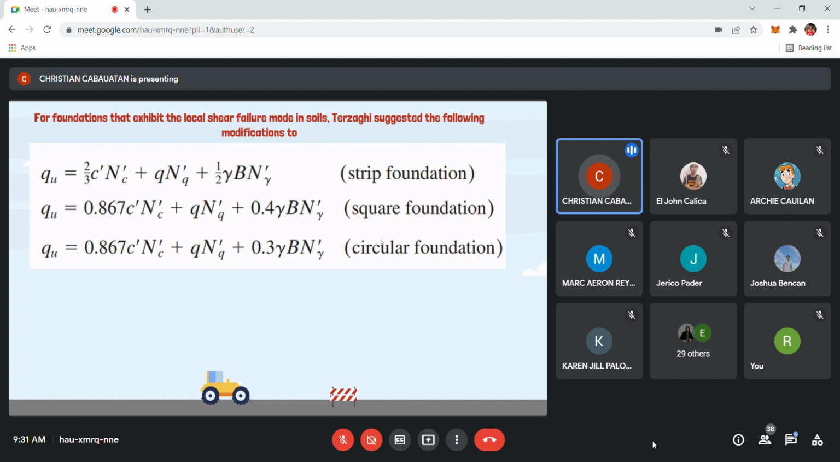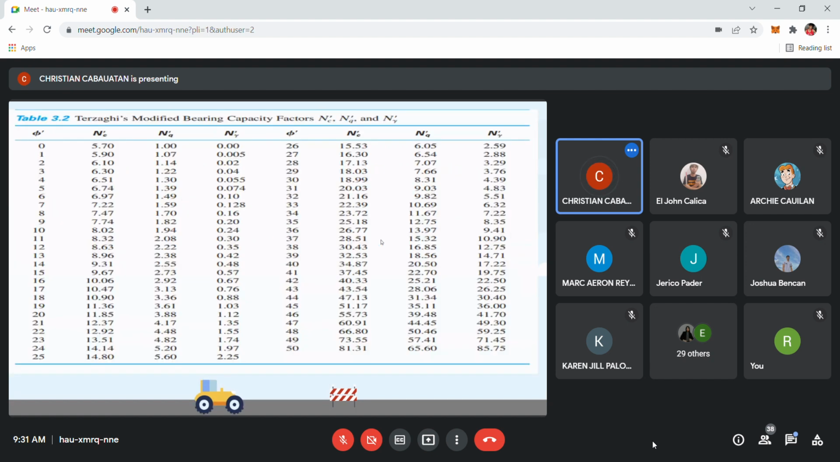Okay? So, kung ang general shear failure ay may table to determine the different coefficients of the bearing capacity, meron naman din kay local shear failure. Mag-iiba siya. So if the friction angle is 0, the corresponding coefficients of Nc, Nq, and N gamma are 5.7, 1, and 0 respectively.